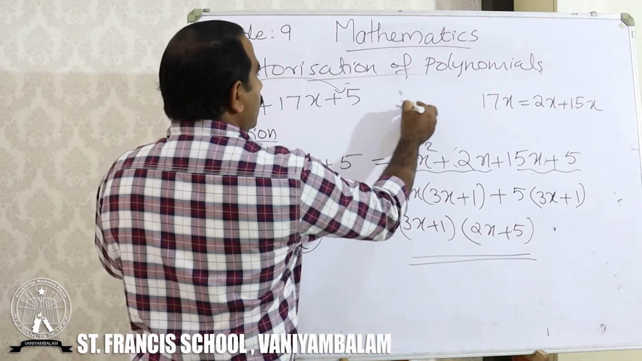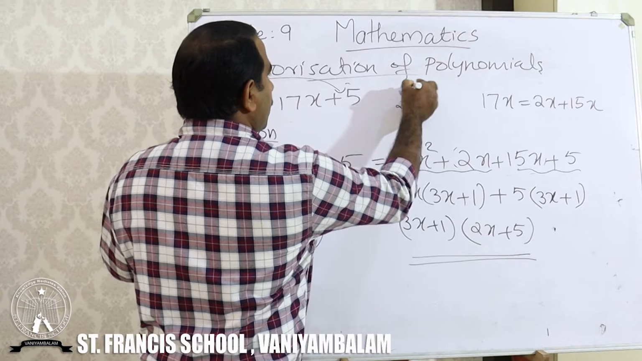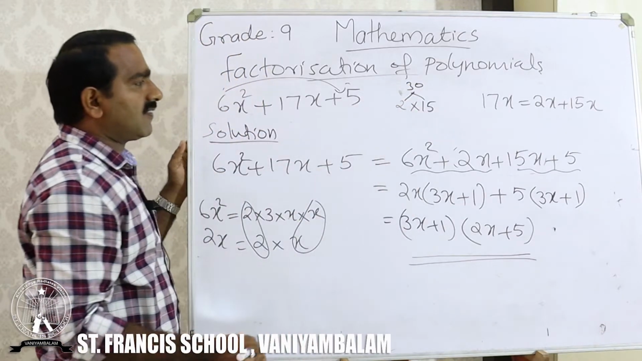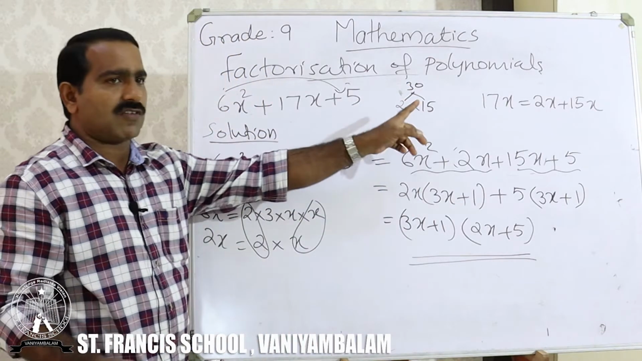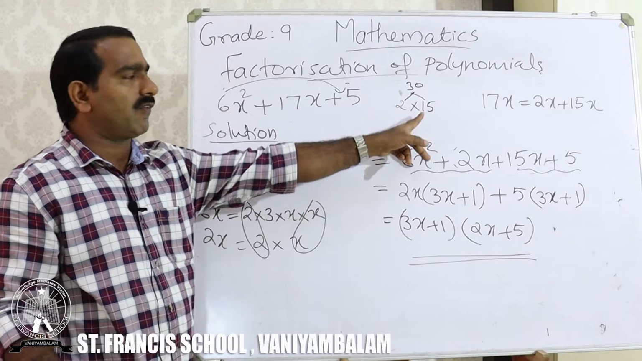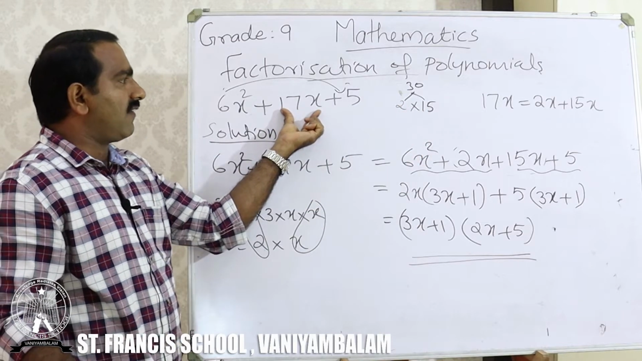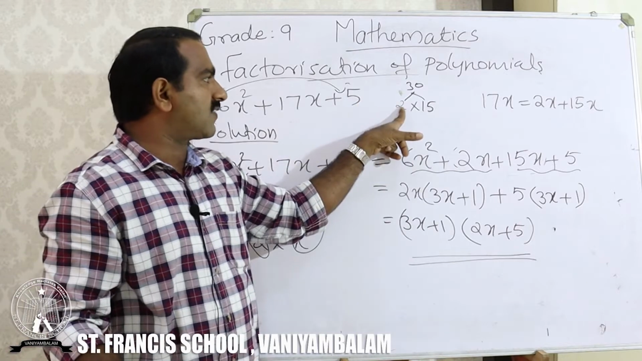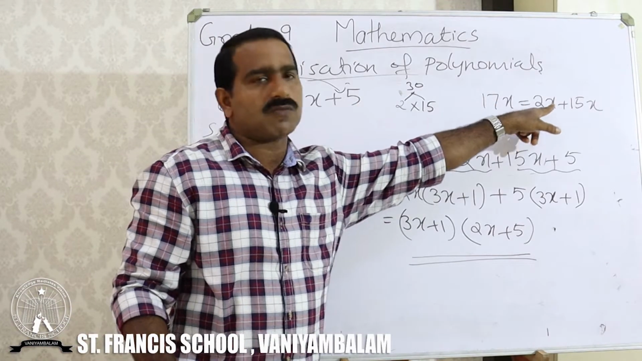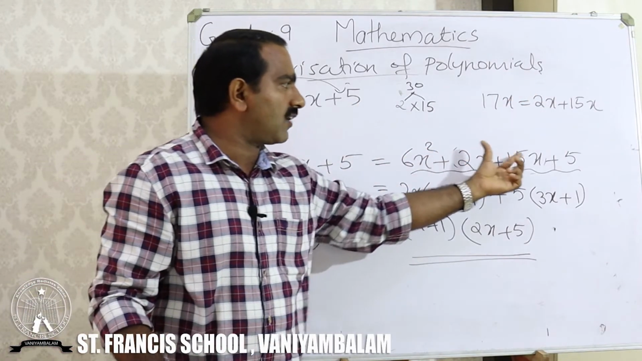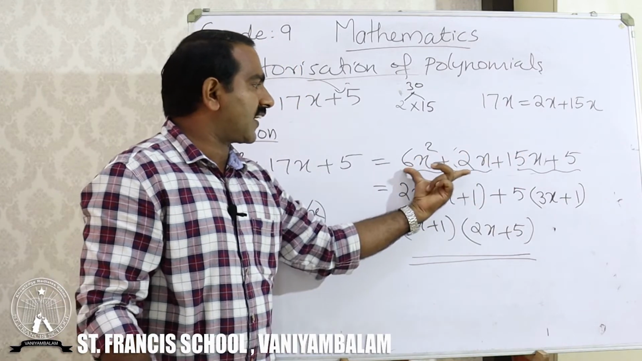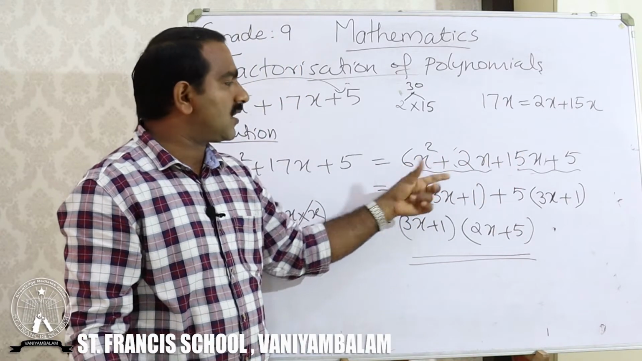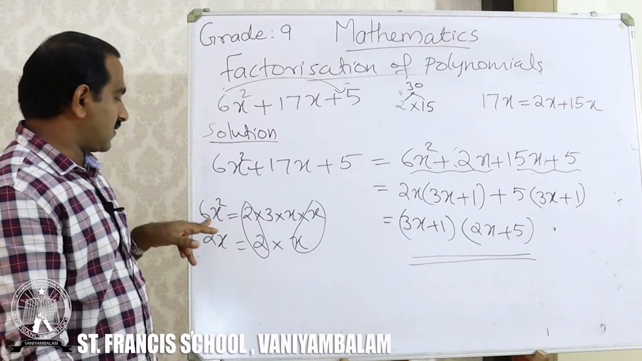So we know that 2 and 15, their product is 30 and sum equal to 17. So we are going to select these two numbers, 2 and 15. So split the middle term, 17x equal to 2x plus 15x. Now from the first and second terms, 2x is common.